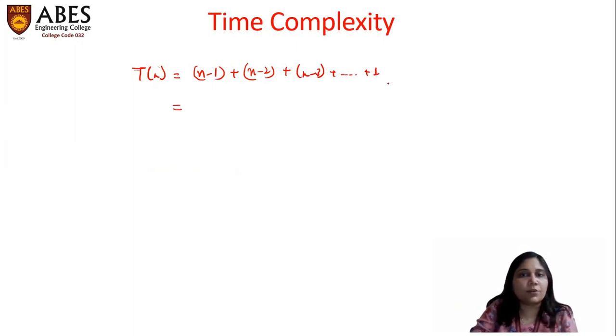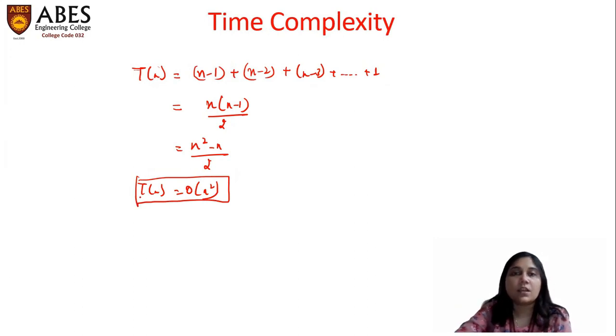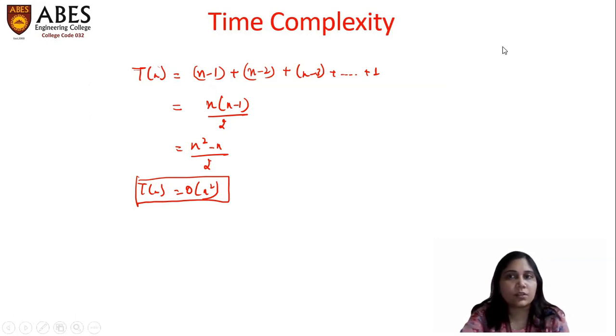So this is actually the number of comparisons, and the formula is n into n minus 1 by 2, which is n square minus n by 2, which is then order of n square. So this is the time complexity for bubble sort, and it runs for n square in both worst case and best case. So now let's move to the code, how to do that code.